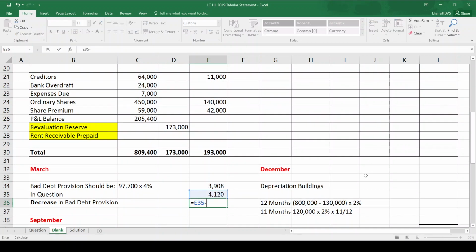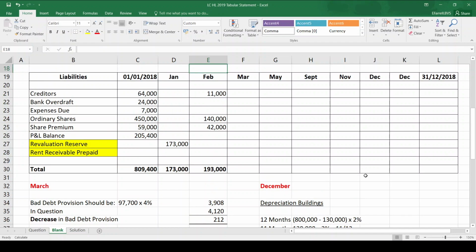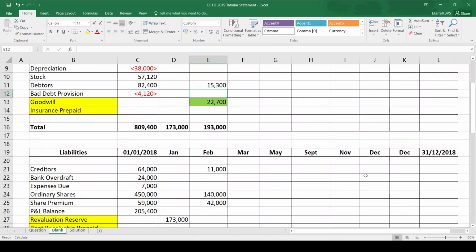So the difference between 4120 and 3908, there is a decrease in a bad debt provision of 212. So I need to decrease my bad debt provision by 212. At the moment it's 4120 and that's a minus. So to decrease it, I'm going to put in a plus 212. And a decrease in a bad debt provision is good. So our profit and loss balance is going to go up by 212.